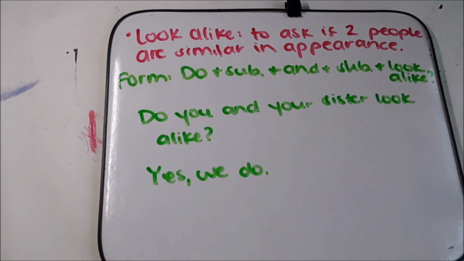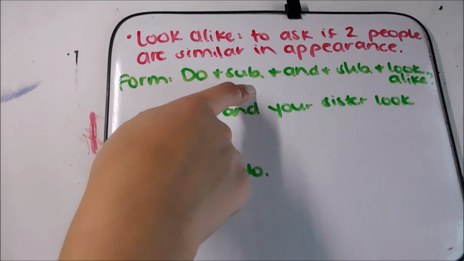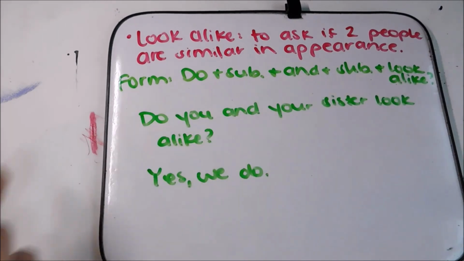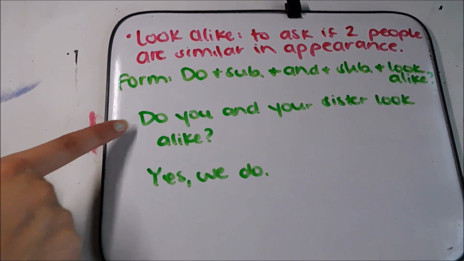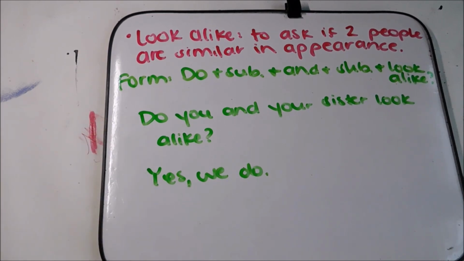Look alike is different than look like, so don't confuse them. Look alike is to ask if two people look similar. The form is like this: do, the first person and the second person look alike. For example, if you ask me, teacher, do you and your sister look alike? Yes, we do. We look similar.